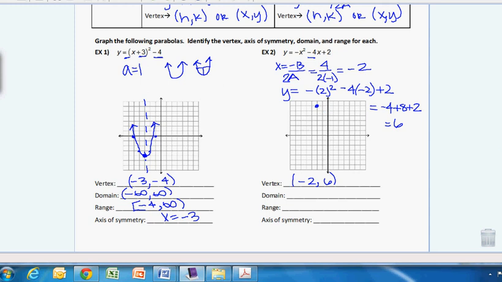And now I need to figure out what is going on with my parabola, how is it going to open? And again, you're always looking at the a value. So since a is -1, which is negative, I'm going to go down. And I'm going to move down 1 to the right 1, down 1 to the left 1. Then I'm drawing my parabola.